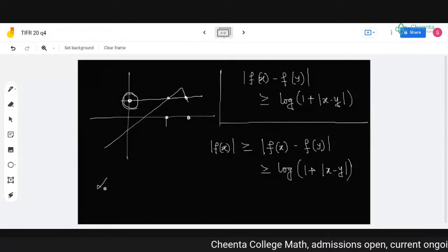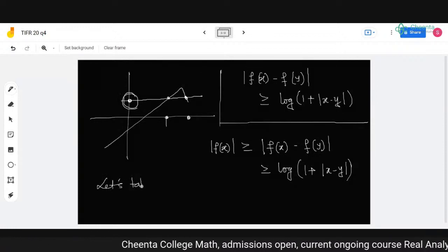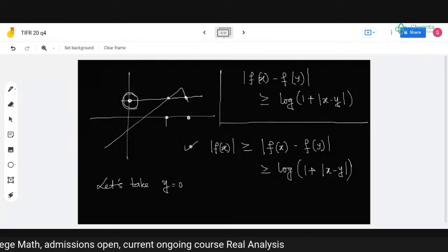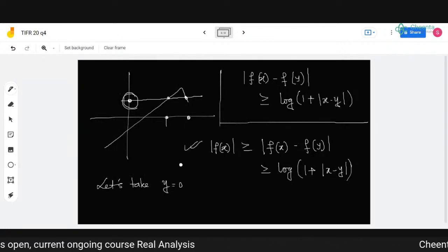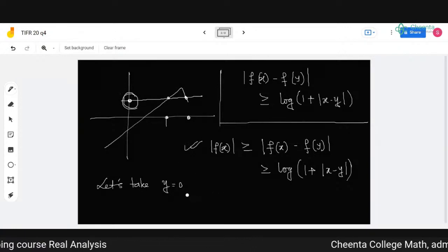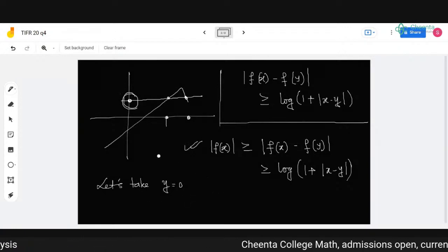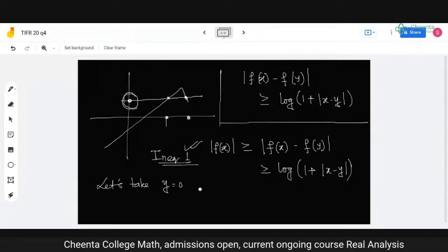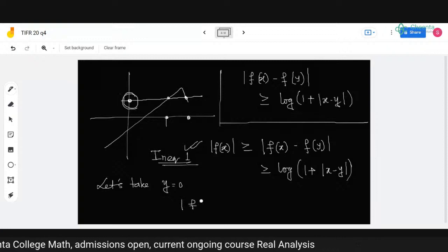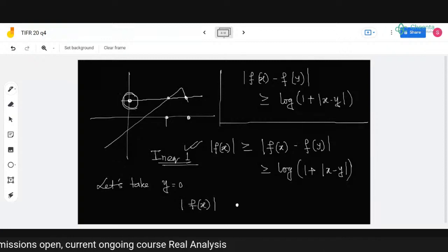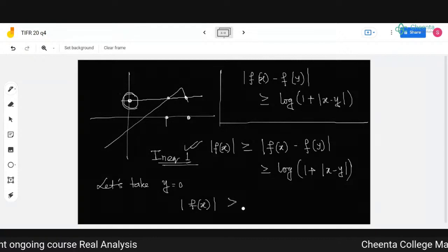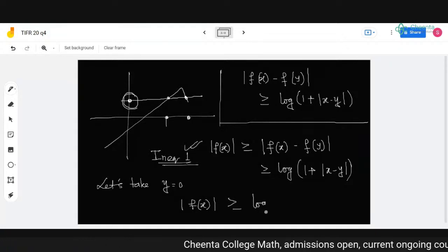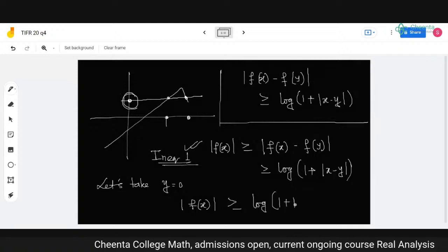Now, let's take y equals 0. Since this inequality is true for all x and y in R, we can take y equals 0. Let's call this inequality 1. So what happens to inequality 1? It looks like this: mod of f of x is greater than or equal to log of 1 plus mod x.